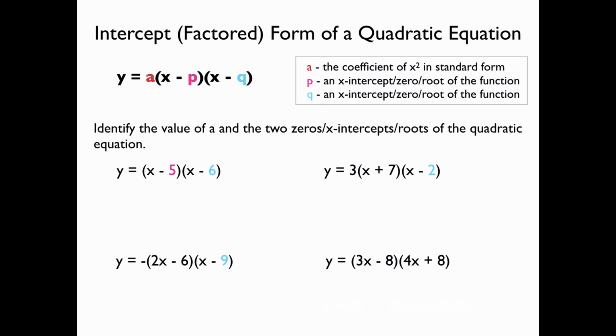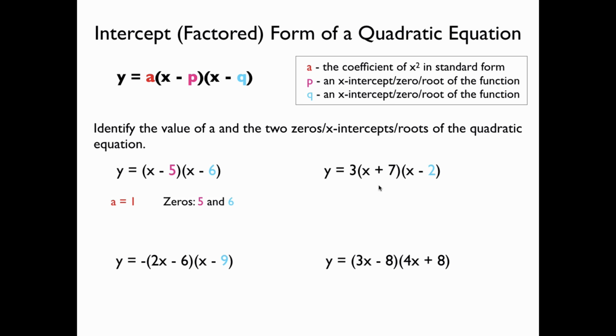So for the first one, we have an outside term of what? What's the value of a here? Well, it's the invisible 1. Here we have x minus, and the value of p comes after the minus sign. So the first zero is going to be 5, and the second zero here is going to be 6. If you think about it, what value could we plug in here that would make this first factor 0? Well, if we plugged in a 5, 5 minus 5 would equal 0, and then it really wouldn't matter what this factor would be because the product would be 0. So out comes a 0. So the value of a is equal to 1, and the zeros are 5 and 6.